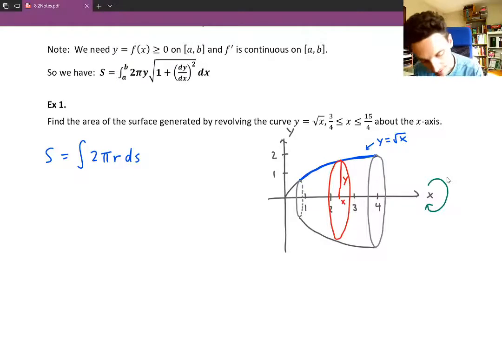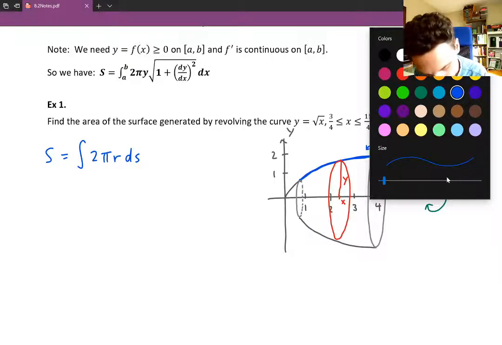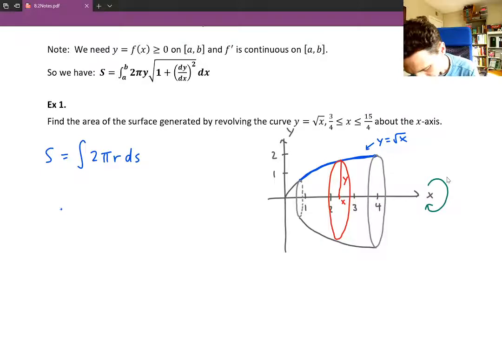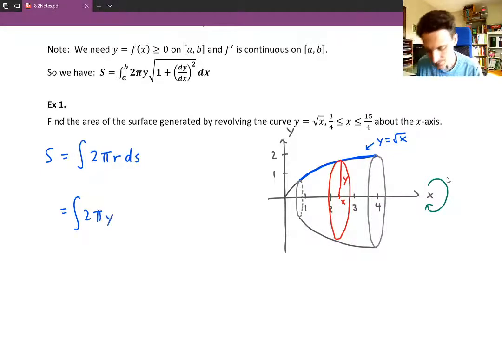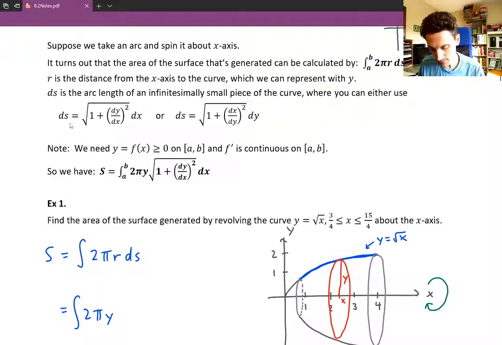And then we have, let's see, so we're going to replace the r with a y. We can replace the r with a y, and that's because we're rotating about the x-axis. So when you rotate about the x-axis, your radius is y. If you rotate it about the y-axis, the radius is x, just like we mentioned a moment ago. And here we have a choice about what we want to use for ds. We could choose either of those two options that we were talking about before.